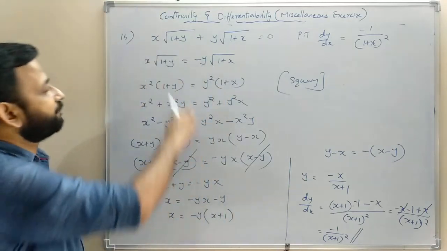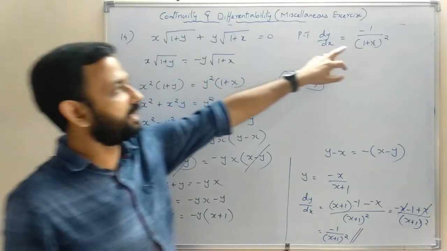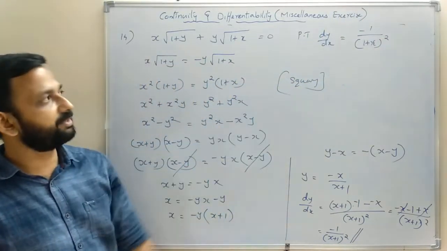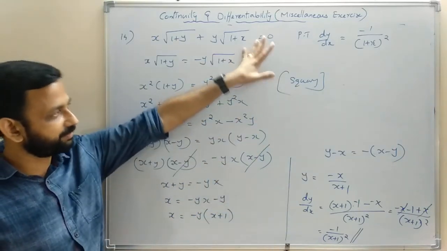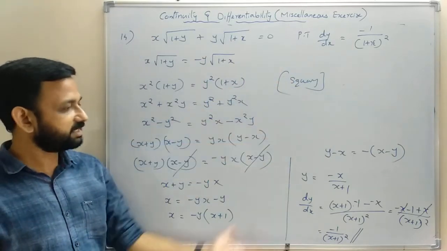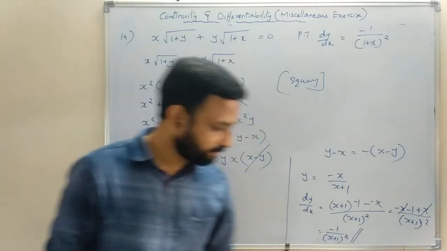And here, if you differentiate directly, you will get the answer in terms of x and y. y will be there. Then it may be difficult to eliminate. I think this may be easy. But if you differentiate by direct method, we will get the answer. But this is another method. So that is question number 14.